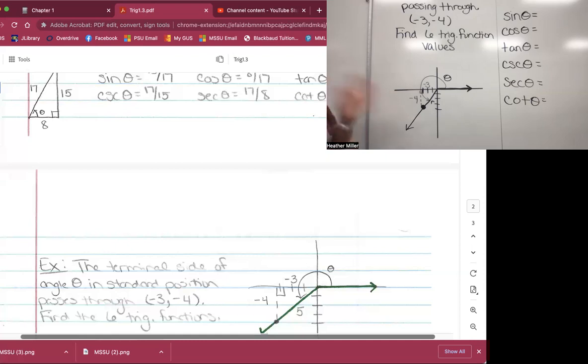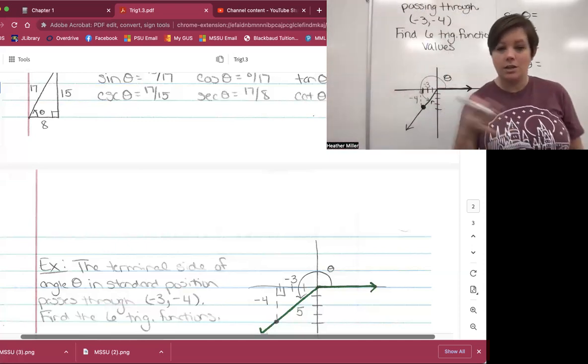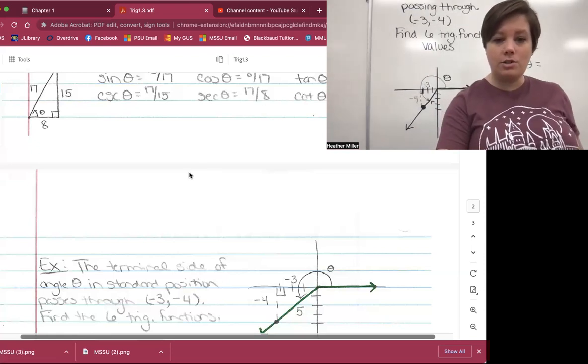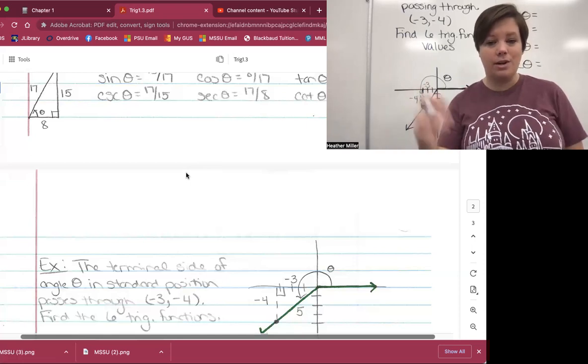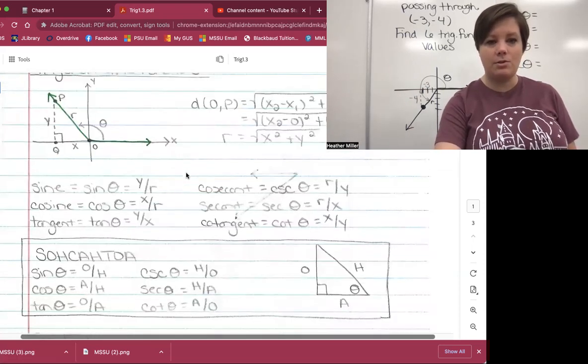Now, we got to figure out what r is, though. We can't do any of our trigonometric functions if we don't know what r is. This is one of the things that I gave you up above, and I told you you wouldn't have to prove it, and you don't have to, but you are going to have to use that distance formula from above in order to figure out what r is. So if we scroll back up in the notes, look right here.